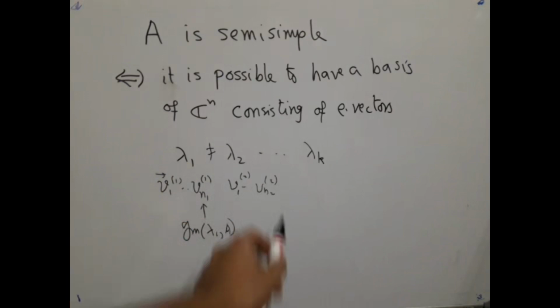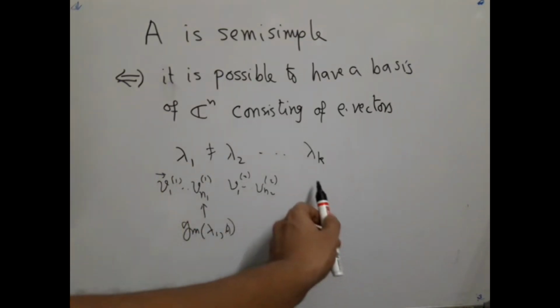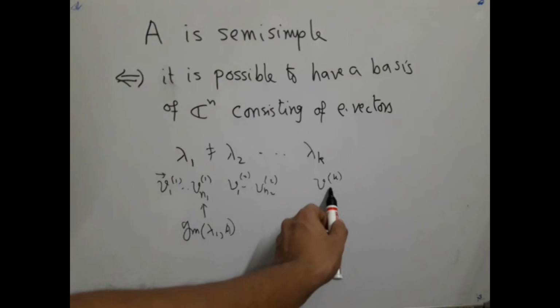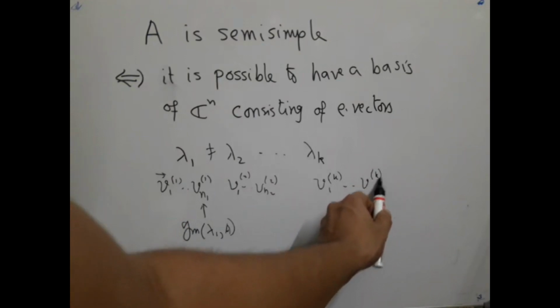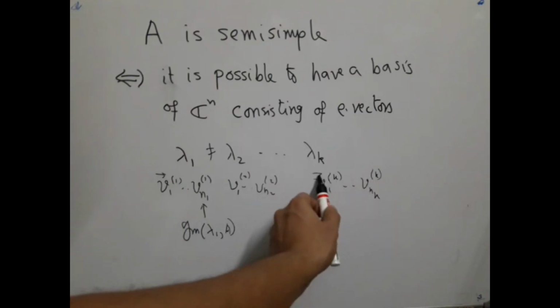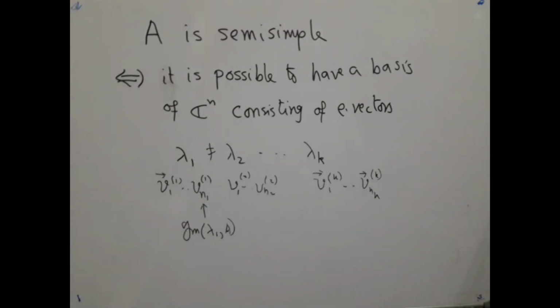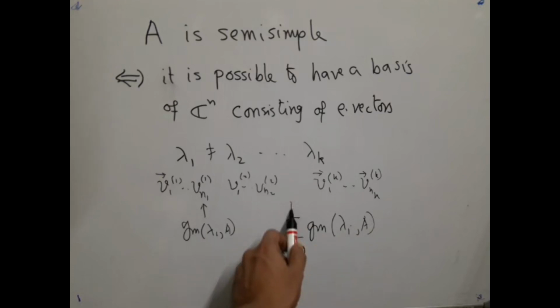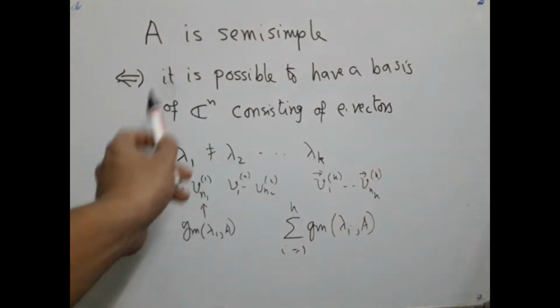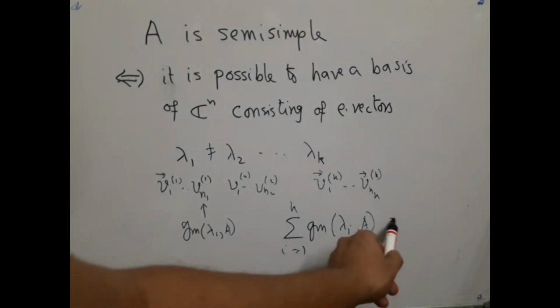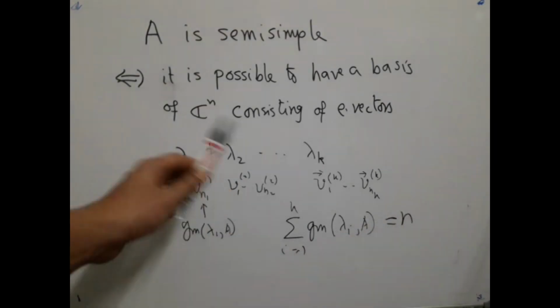So you get n1 plus n2. And similarly, you go on like this. Finally, you get vk1 to vknk. So that is the best that you can do. What is the size of this linearly independent set? That is exactly n1 plus n2 plus up to nk, which means it is the summation of all the geometric multiplicities, i from 1 to k. In order to get a basis of the entire Cn, this number should be equal to n. Then you can reach the entire thing.